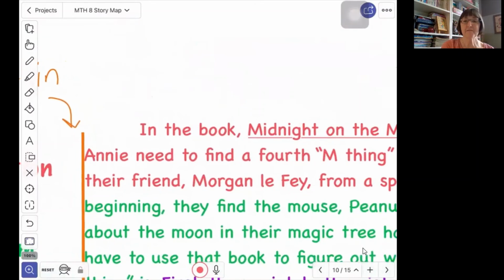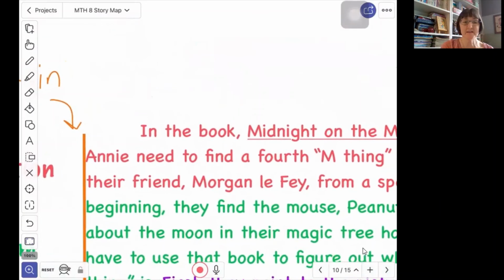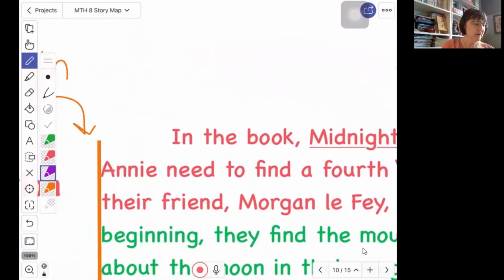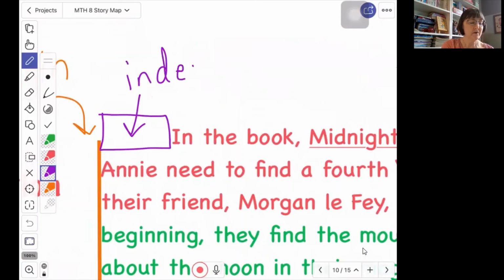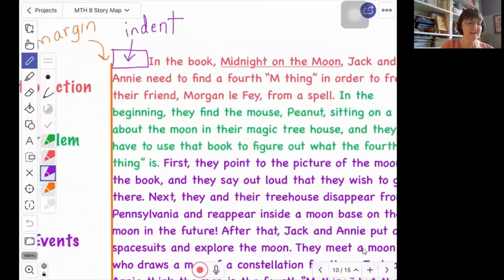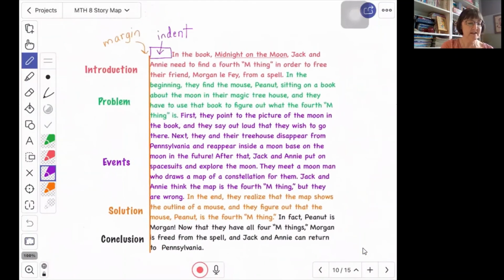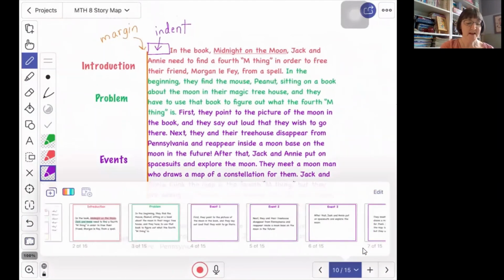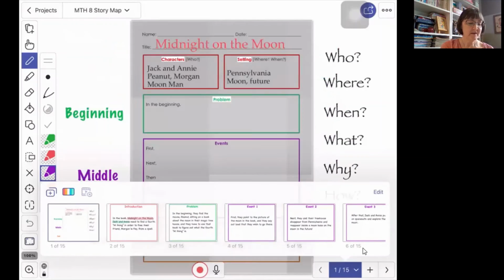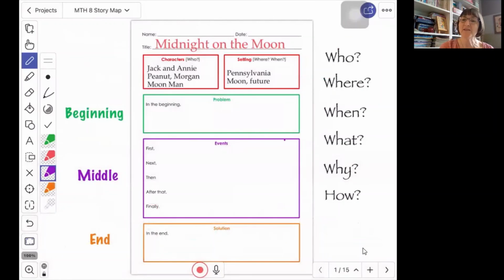But when we start the first word of the first sentence of our paragraph, we should have a space right here. And this space is called the indent. We can count the paragraphs on a page in a book by counting those indents. The indents are easy to see. So here's our summary, and it came from our story map. So we just fill out our story map, and then we copy it over in a paragraph. And that is how we write a summary.